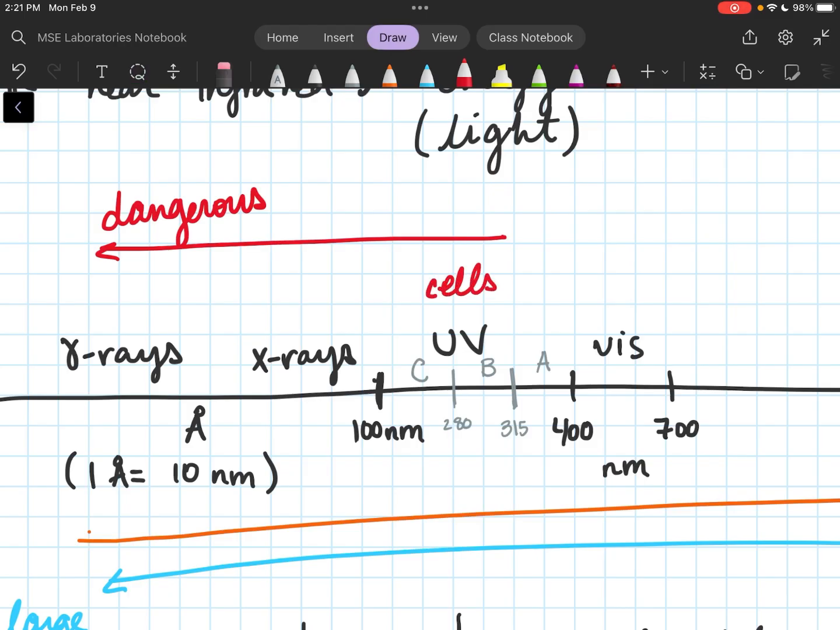UV messes with your cells and makes your skin cells so they don't reproduce as nicely. And that's where we get skin cancers. X-rays are of the size that they are going to mess with your atoms. So they're going to tear cells apart atom by atom, which is a little bit scarier than your cells, because your cells can reproduce, but atoms don't just reproduce. That's a physical property of them. And then gamma rays are going to be parts of atoms.